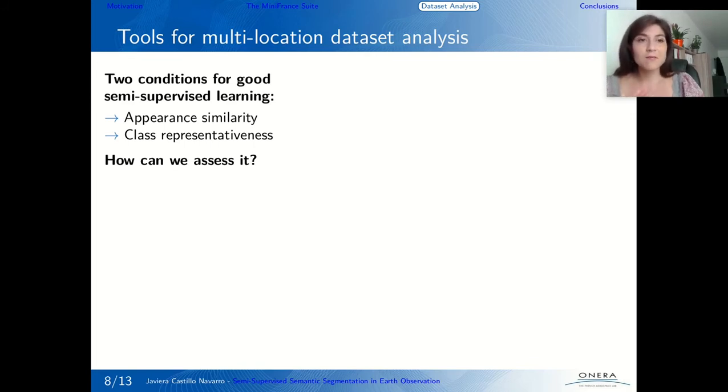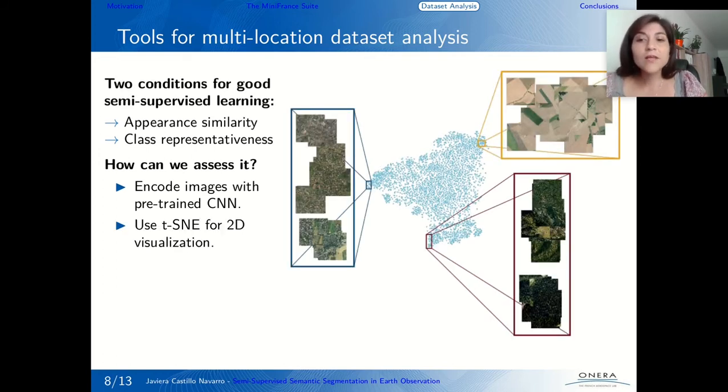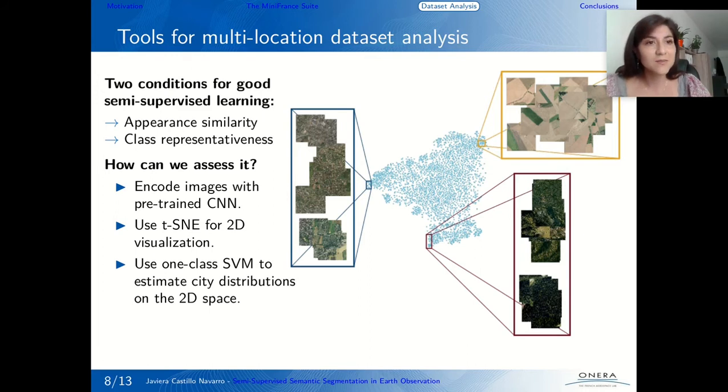So we propose a 4-step method. The first step is to encode our images with a pre-trained CNN. For each image, it will output a vector that encodes the image appearance. Then we can use the t-SNE algorithm to visualize them in a 2D space. And so the closer the points are, the more similar our images are. Then, since each point represents an image and an image comes from a city, we can use a one-class SVM to estimate city distributions in this space. That will give us a surface for each city. And finally, we can use these surfaces to evaluate the appearance similarity between cities.